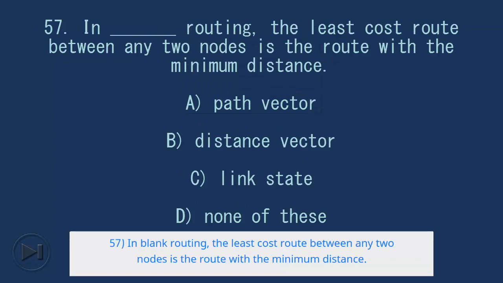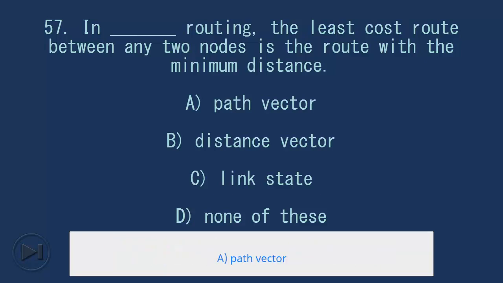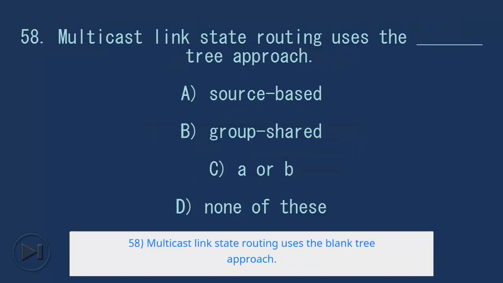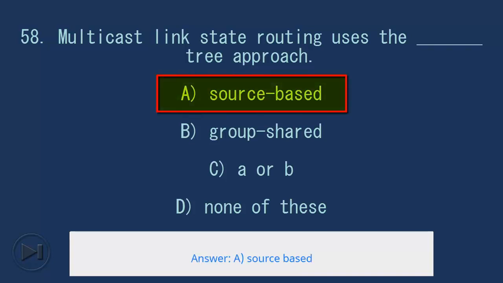57, in blank routing, the least cost route between any two nodes is the route with the minimum distance. A, path vector. B, distance vector. C, link state. D, none of these. Answer, B, distance vector. 58, multicast link state routing uses the blank tree approach. A, source-based. B, group shared. C, A or B. D, none of these. Answer, A, source-based.